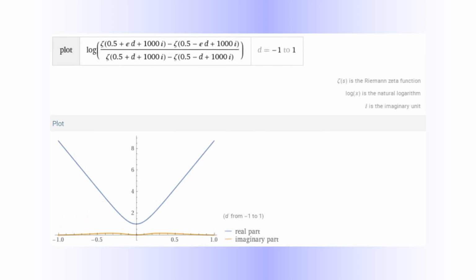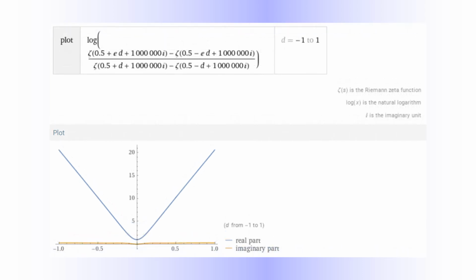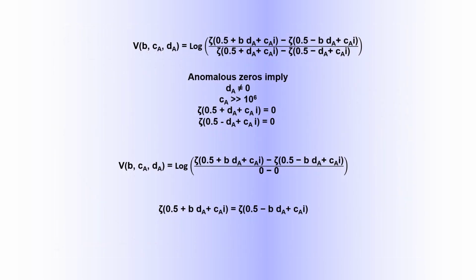When c has a low magnitude, the shape of v function is complicated. Let's see how it behaves at higher magnitude, starting with 1000. Just like s function, the real plot of v function has more regular shape with higher magnitude of c. In this plot, c equals 1 million. Now, it's the time to show how the behaviors of v function are related to anomalous zero of zeta function.